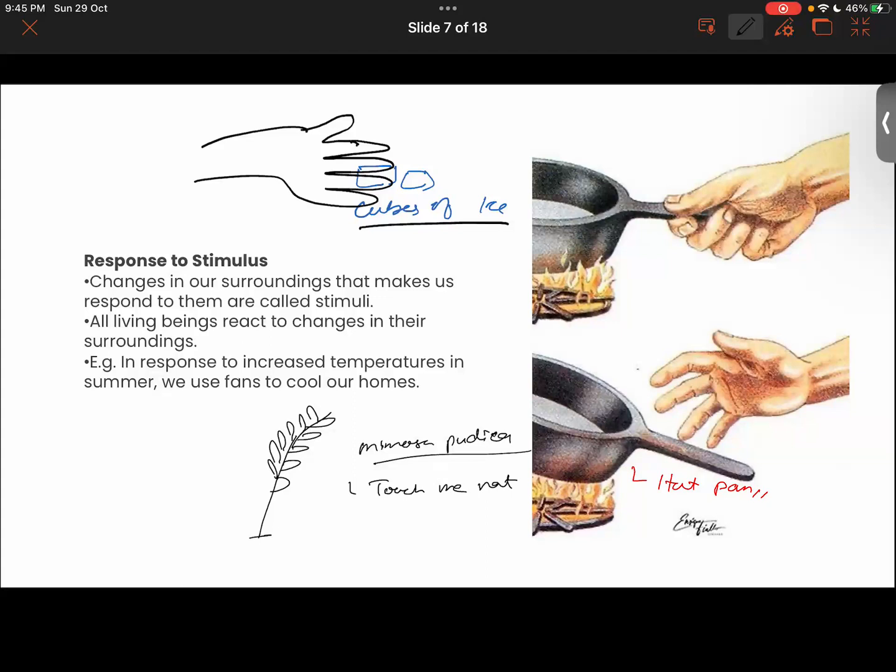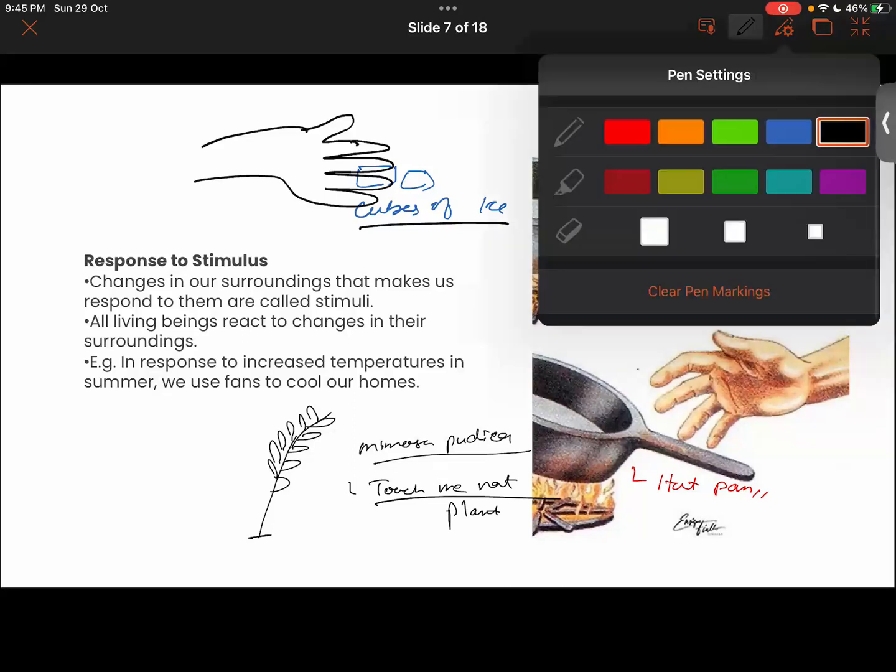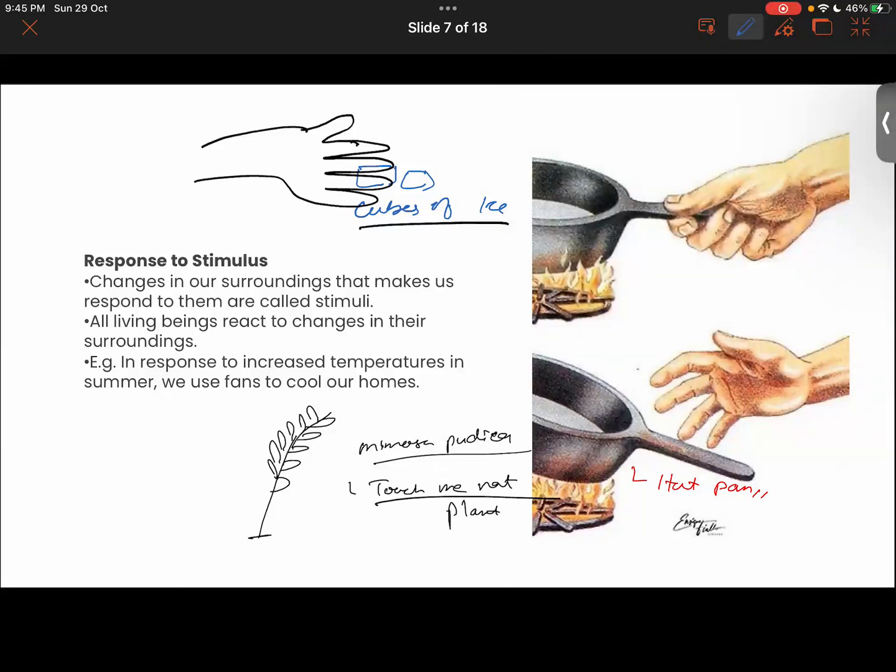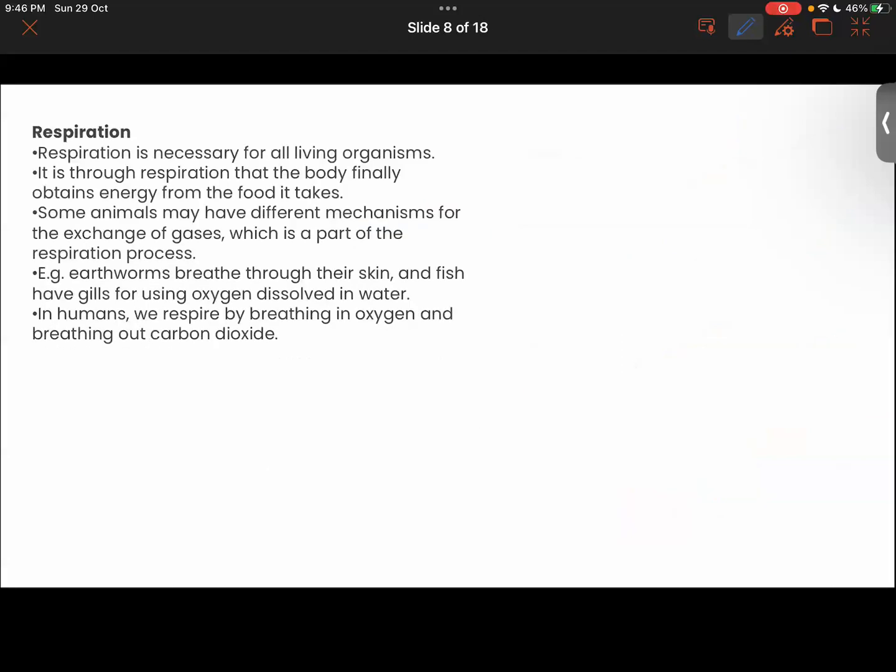Have you seen this Mimosa pudica, or touch-me-not plant? Not in real life? Okay, in images you must have seen. So that is how plants also respond to a stimulus. And as I said, if you were to keep a potted plant near a window, then the shoot or the branches will tend towards the window in order to get the sunlight.